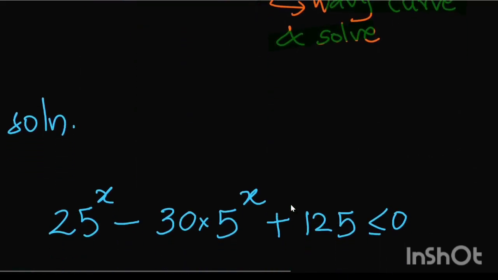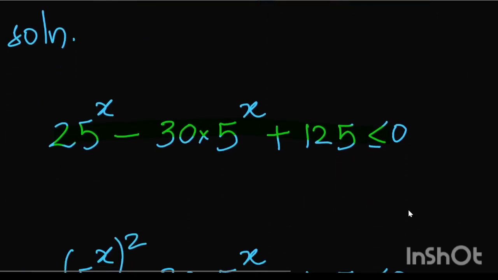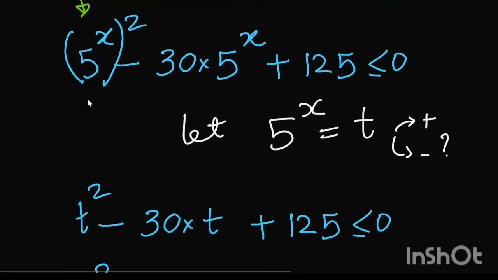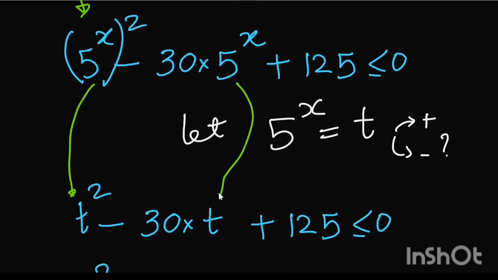So in this question, if you put 5 to the power x as t, like this, 25 to the power x is written like this. The other steps are as they are. So 5 to the power x is replaced by t, and here too.